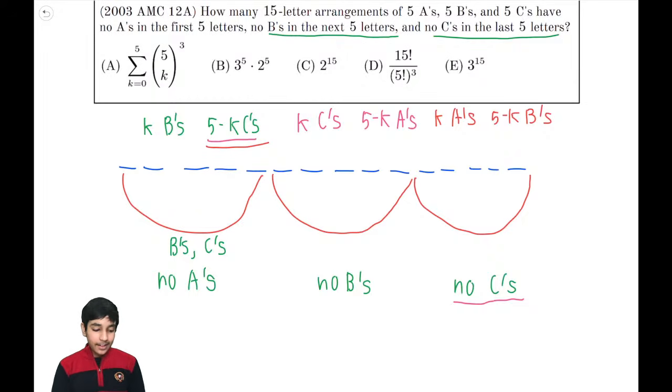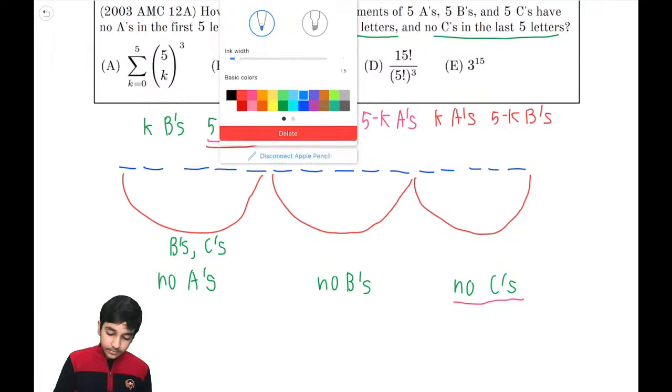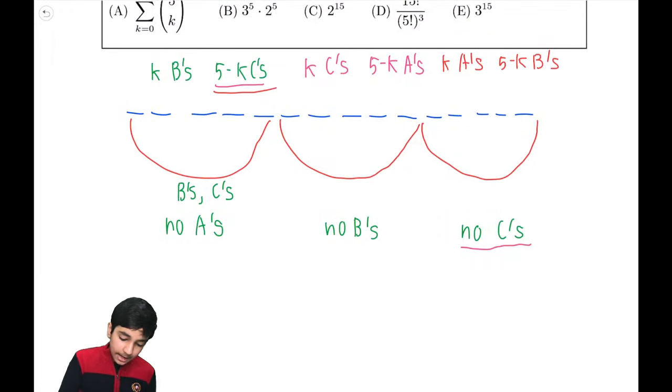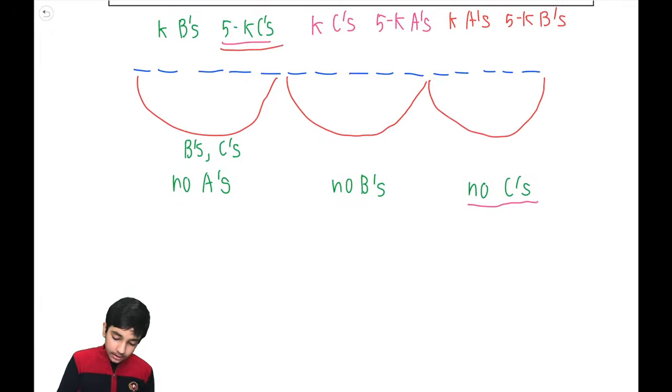And this, like I was saying earlier, is a very nice solution. So now let me just show you what the solution actually is. As you can see here, there's K B's and 5 minus K C's in the first slot. So in this first slot, we have 5 letters, and out of these 5 letters, we have to choose K of them to be B's. So it's just going to be 5 choose K.